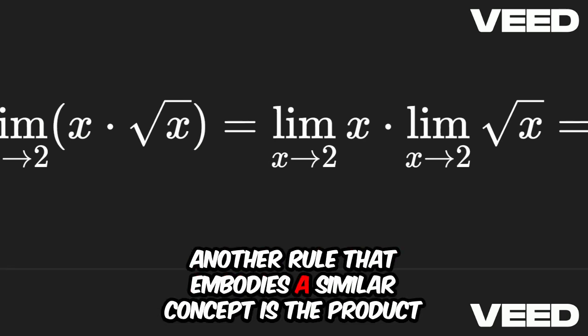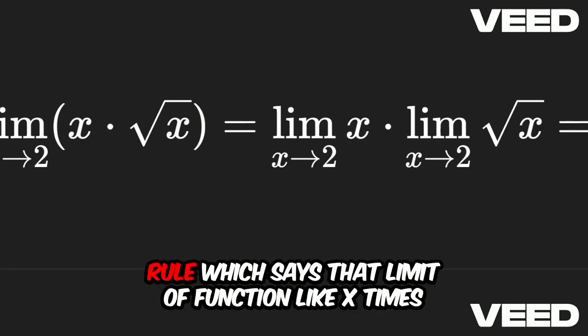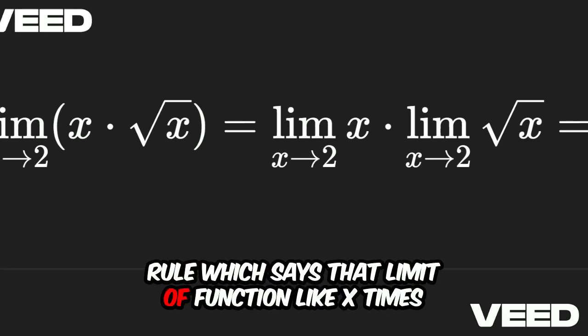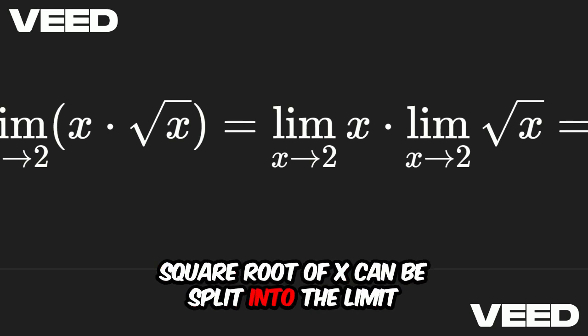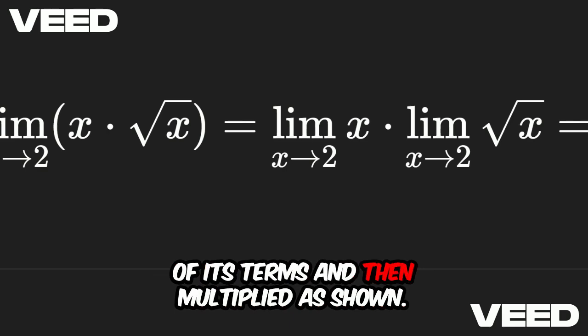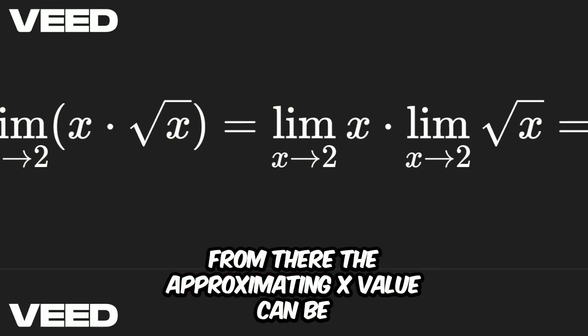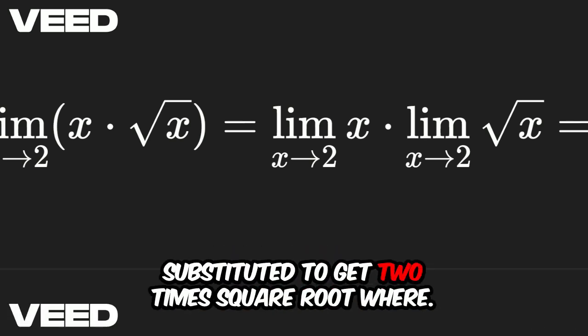Another rule that embodies a similar concept is the product rule, which says that the limit of a function like x times square root of x can be split into the limit of its terms and then multiplied as shown. From there, the approximating x value can be substituted to get 2 times square root of 2.